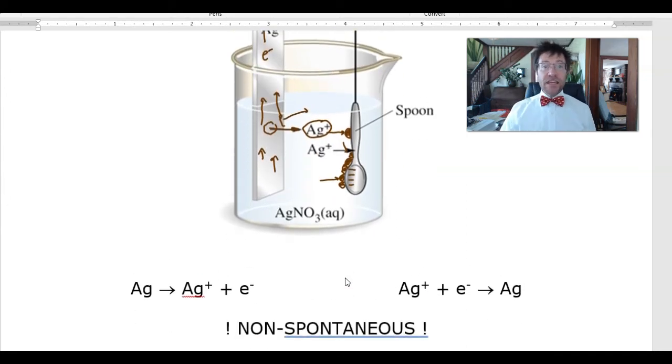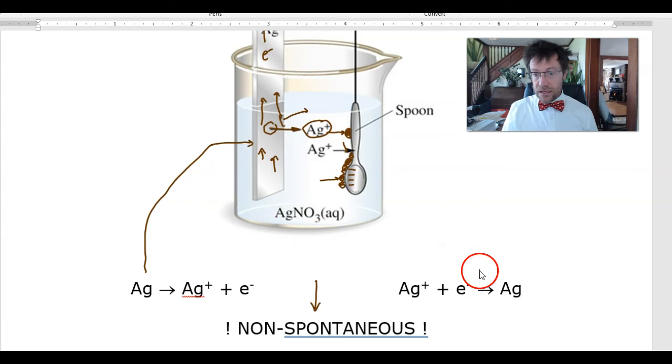So, yeah, the key here is that this is a non-spontaneous reaction. If you put a spoon made out of, I don't know, aluminum, tin, iron, whatever, it's not going to automatically plate itself, but with an outside power source it does. And here we have what's happening at this electrode, and here is what we have happening at this electrode. Because remember, electrodes are where oxidation or reduction occur.